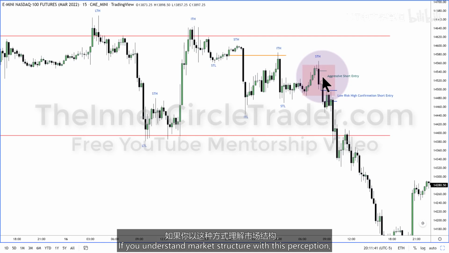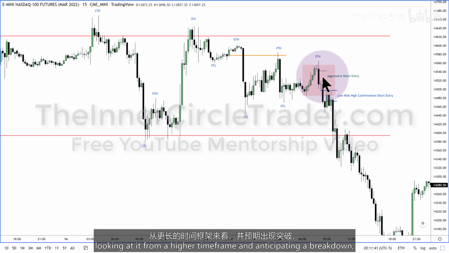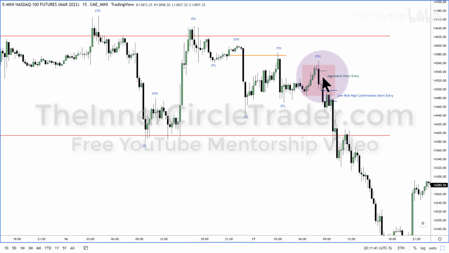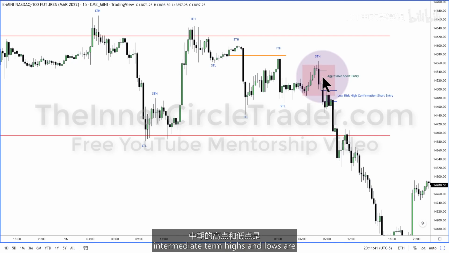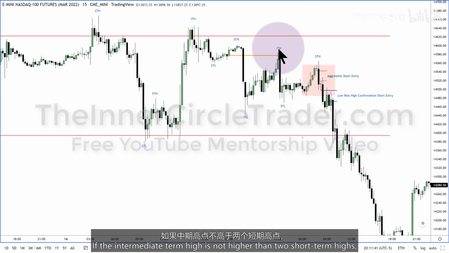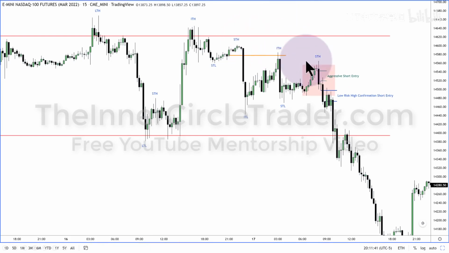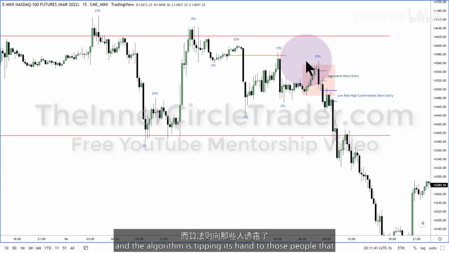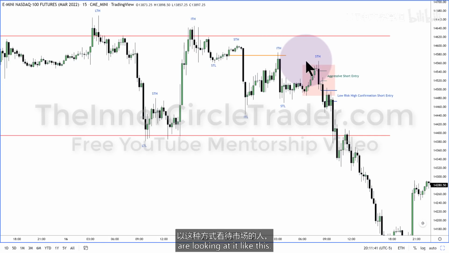If you understand market structure with this perception, looking at it from a higher time frame and anticipating a breakdown, but then starting to classify each imbalance and swing high and swing low, intermediate term highs and lows are formed at the rebalancing of an imbalance. Everything I already said in the video. Okay, I'm just reiterating. If the intermediate term high is not higher than two short-term highs, that is telling you that the market is very weak. And the algorithm is tipping its hand to those people that are looking at it like this.